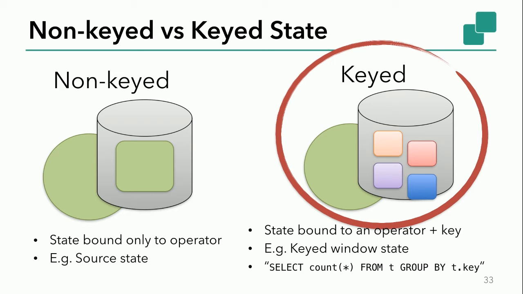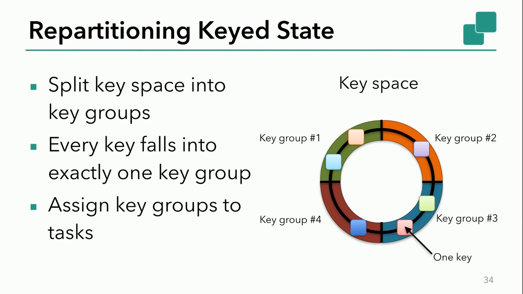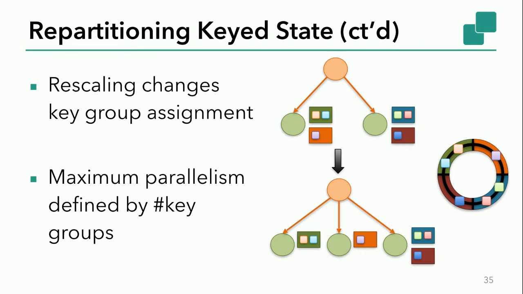For keyed state, the story is a bit different. So here what we do is we divide the key space up into key groups. And every key is in exactly one group. It's always in that group. And then these key groups are the thing that we can shuffle around. We assign key groups to workers. So rescaling just means changing the key group assignment. So here these key groups are on this node, and these key groups are on this node, and then if we scale out, we can separate these two key groups across 2 nodes.